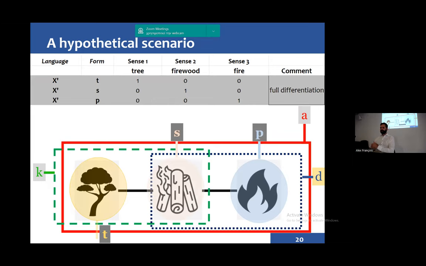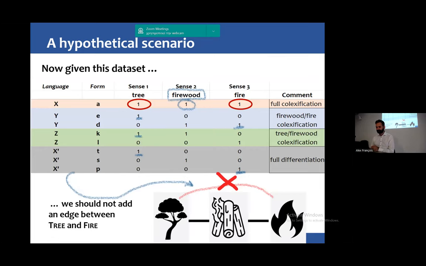And the full differentiation pattern can be seen here, with the two expressing tree, so expressing firewood, and both expressing fire. Now, given this data set, what we infer is that we should not add an edge between tree and fire. Why is that? Because remember, when we were discussing the semantic map connectivity hypothesis, complex version, we said that if a form A co-expresses two meanings, tree and fire, these two meanings should appear connected. So we should add an edge connecting tree with fire.